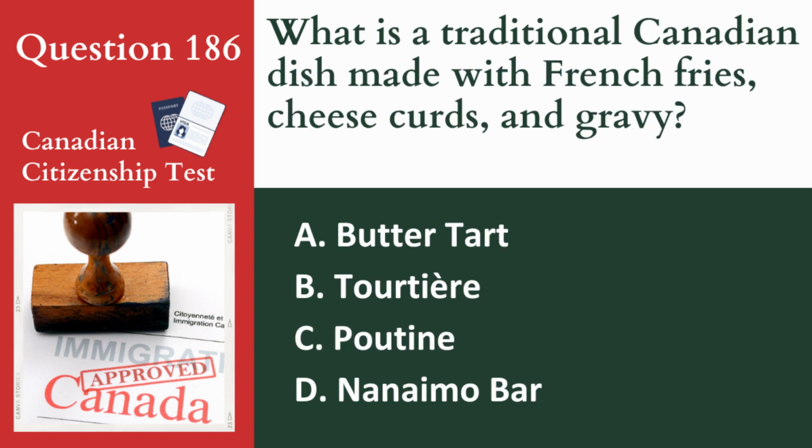Question 186. What is a traditional Canadian dish made with French fries, cheese curds, and gravy? A. Butter tart. B. Tourtière. C. Poutine. D. Nanaimo bar. Answer: C. Poutine. Poutine is a dish originating from Quebec and consists of French fries, cheese curds, and gravy.